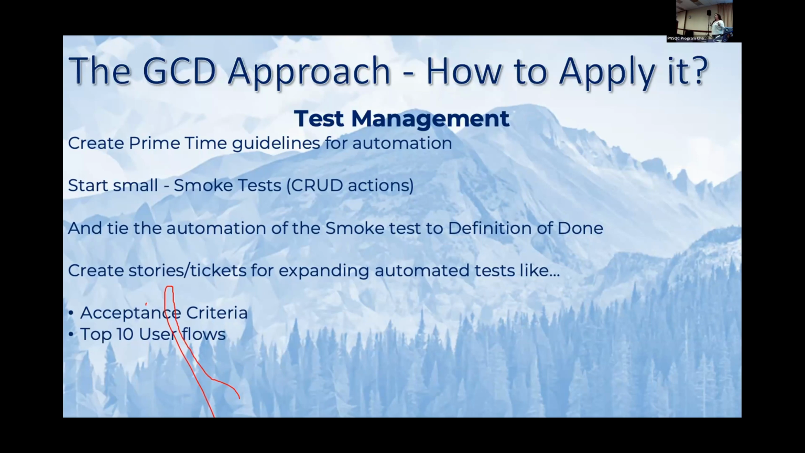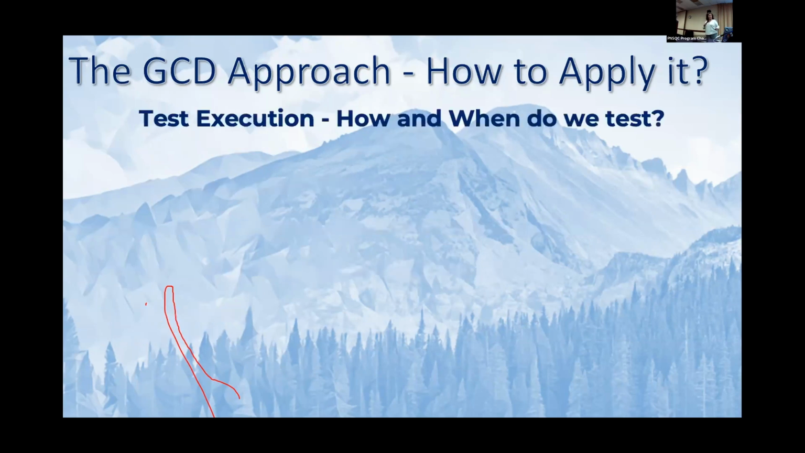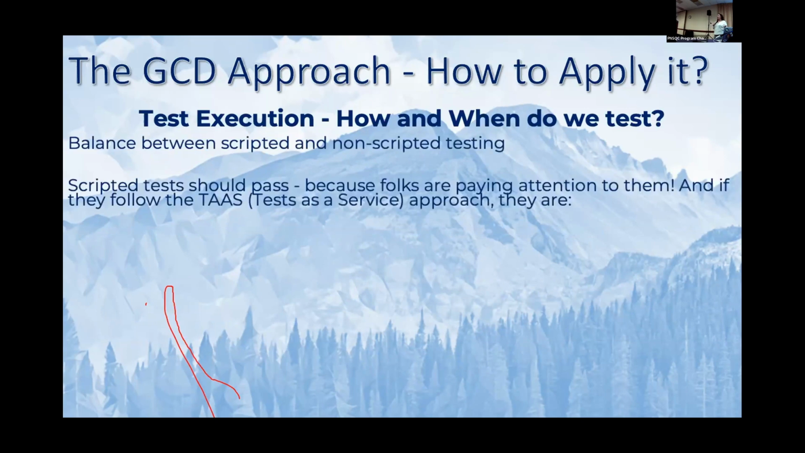Here are a couple of areas that you might want to look at expanding to. First, test execution. How do we apply the GCD approach to how and when we test? Again, I talked a little bit about this before, but we want to have that balance between scripted and unscripted testing. Both are equally important. Sometimes one is going to be more important than the other, depending on where you are. But generally speaking, they should balance out to be of equal importance throughout a longer duration of time.